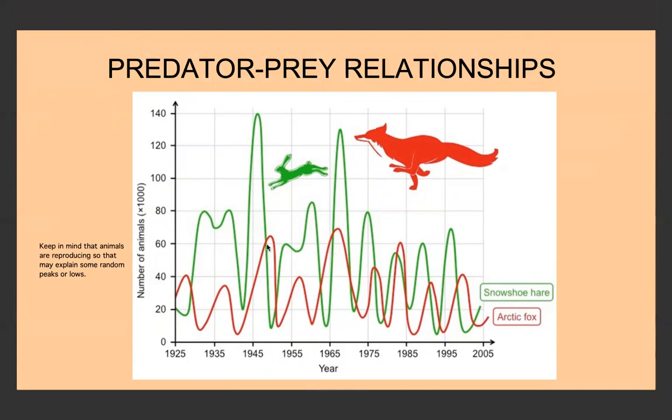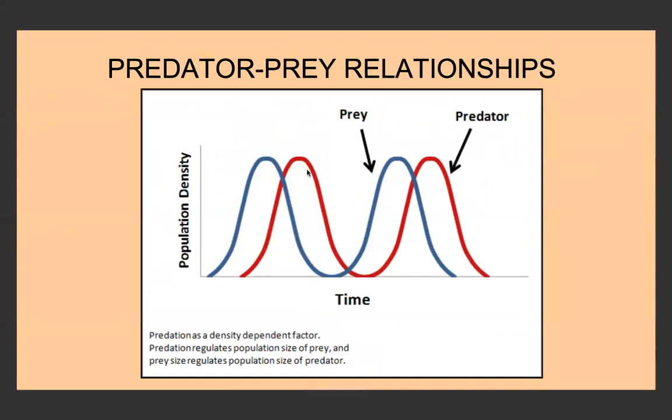And usually what happens is the prey population is a lot higher than the predator population. So this is a little bit inaccurate in that they're the same height. This is really, really simplified. Usually the predator population will be a bit smaller.